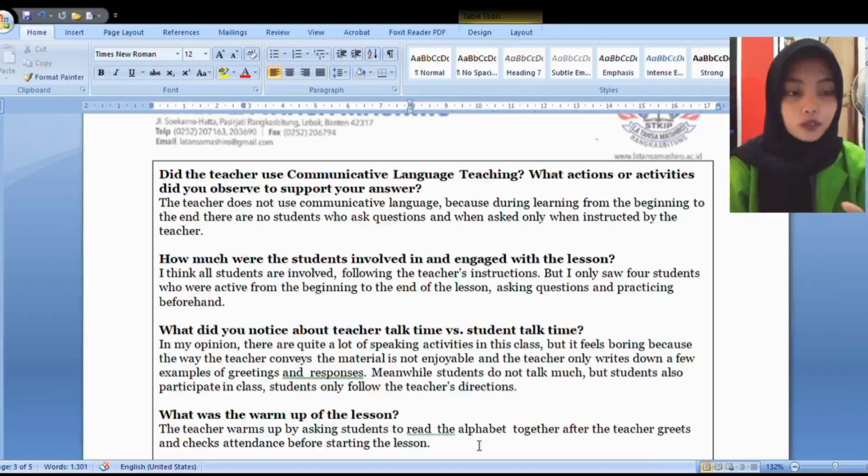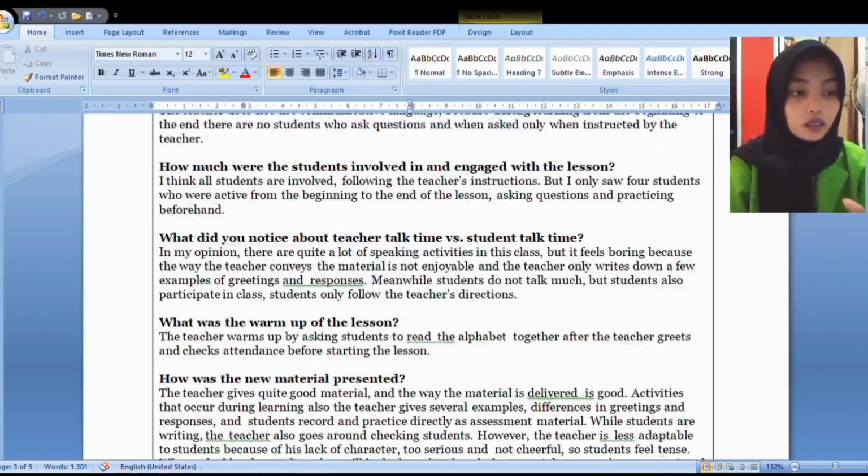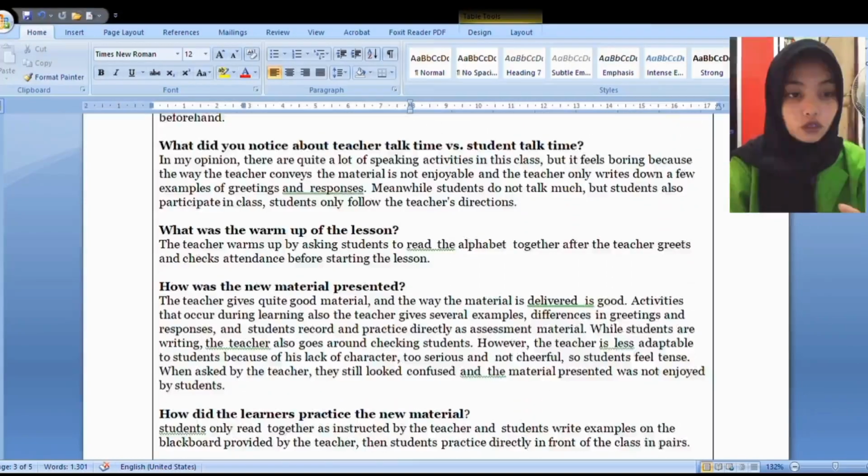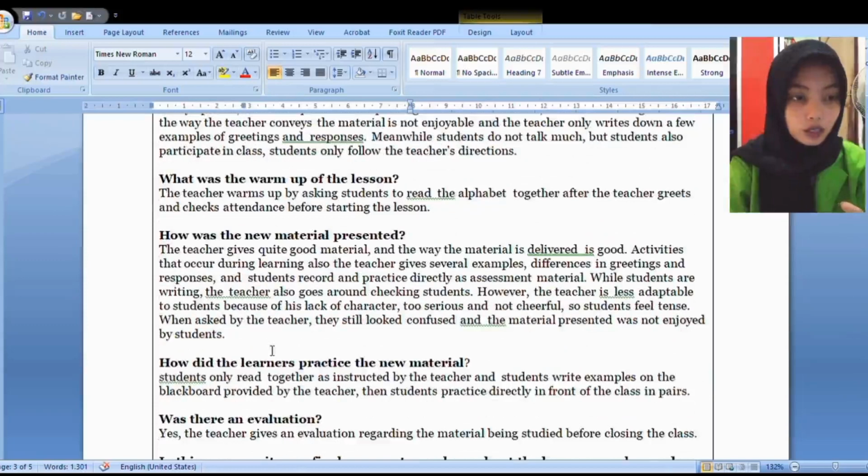How was the new material presented? The teacher gives quite good material, and the way the material is delivered is good. Activities that occur during learning: the teacher gives several examples, differences in greeting and response, and students record practice directly as assessment material while students are writing.